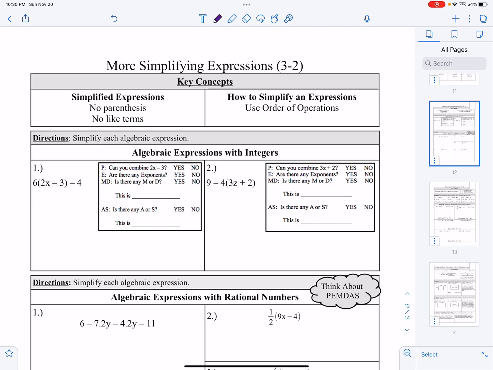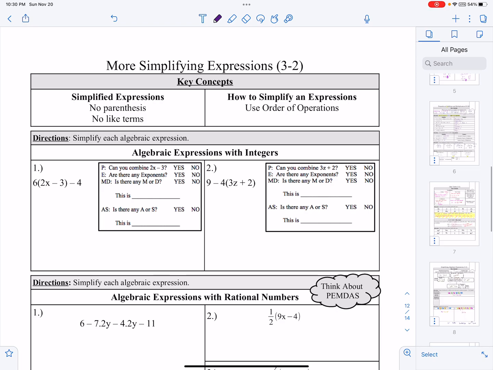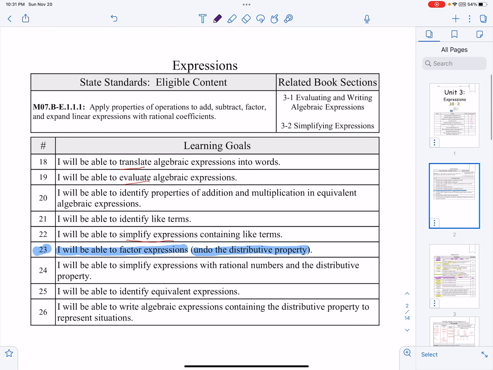All right, welcome to your next lesson, which is more simplifying expressions. Today we're going to be simplifying expressions that have distributive property and some additional like terms that we'll have to combine at the end. So let's use our page sorter, head up to the learning goals today.